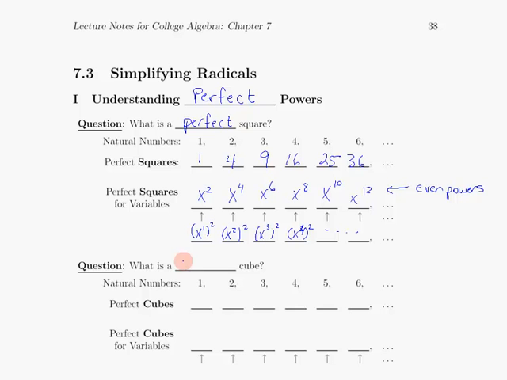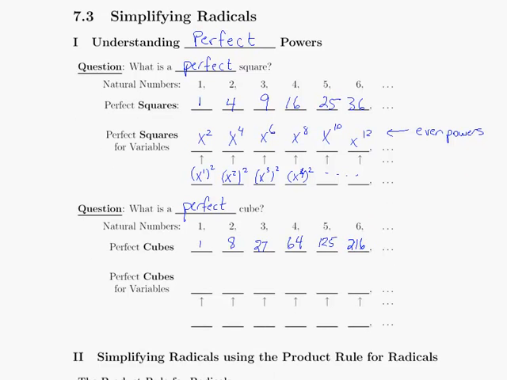Now what about a perfect cube? Well, those are going to be the numbers that we get when we cube the natural numbers. Things like 1, right, because 1 cubed is 1. 2 cubed would be 8, 2 times 2 times 2. 3 cubed is 27. 4 cubed, 4 times 4 is 16, times another 4 is 64. If you need to get your calculator up, by all means, there's no reason why you shouldn't do that. 5 times 5 times 5 is 125. 6 times 6 times 6 is 216.